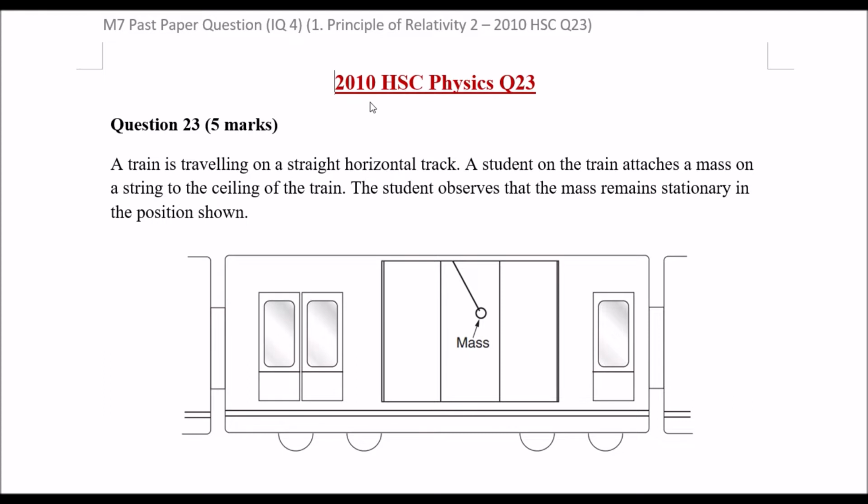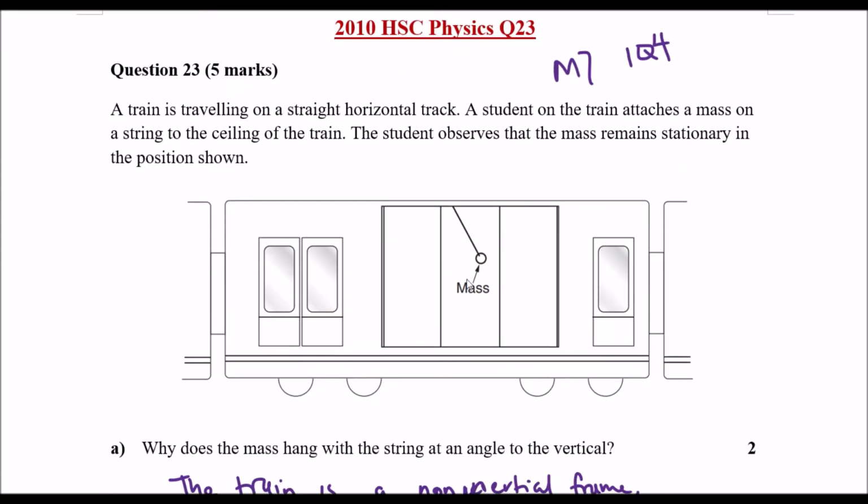Today we'll be going through the 2010 HSC Physics paper, question 23. This is for Module 7, Inquiry question number 4. This is about light and special relativity. And the following image and question we're going to look at is on the principle of relativity.